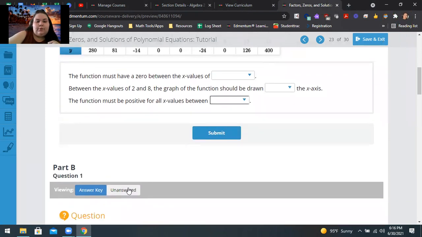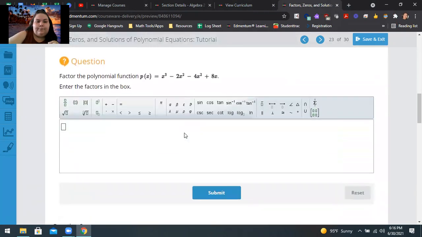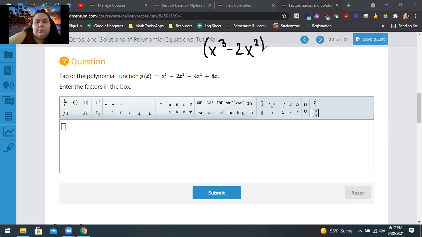Now let's go ahead and move into part B, question 1. Factor the polynomial p of x equals x cubed minus 2x squared minus 4x squared plus 8x. So I'm going to go ahead and get you started with it. Because we have 4 terms, you're going to go ahead and group them. So the best way to group them, you'll have the first 2 terms. So that is x cubed minus 2x squared, parentheses plus, and here, negative 4x squared plus 8x.